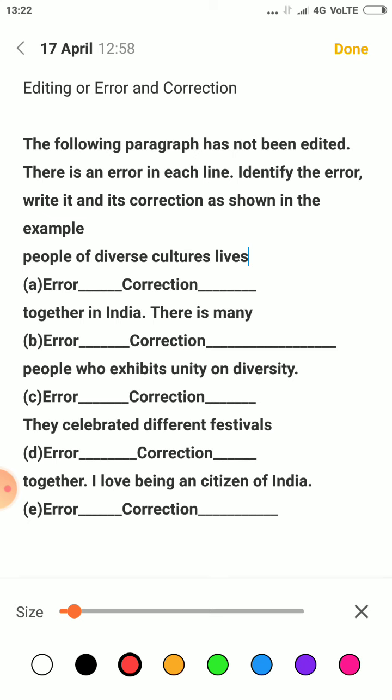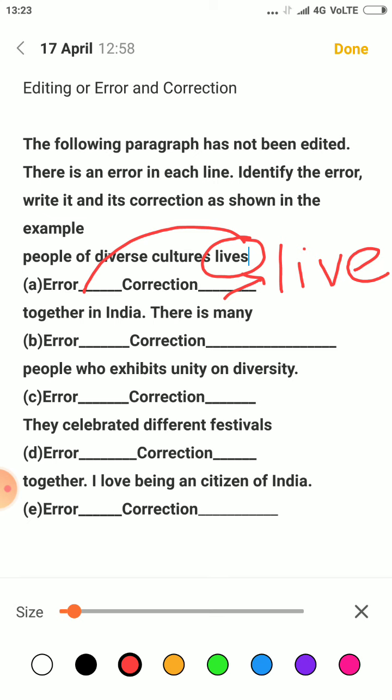People of diverse cultures lives. People is plural, cultures is also plural, lives here is singular. So that means lives is the error. Lives is an error and the correction should be live. People of diverse cultures live. Lives is the error and the correction is live. Clear? Because you understood the first thing is that this is a present tense sentence. The error is lives and the correction is live.